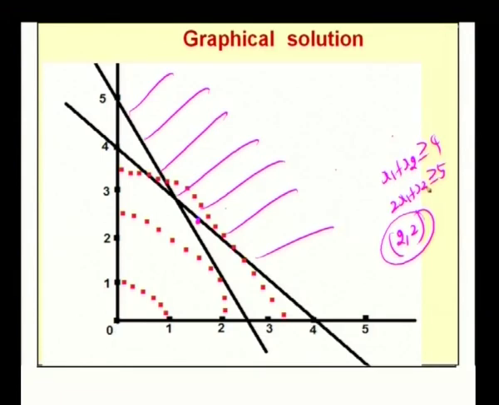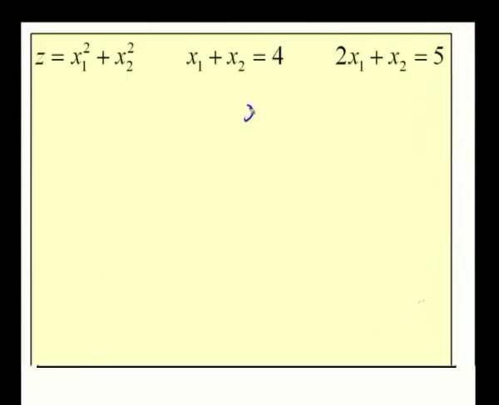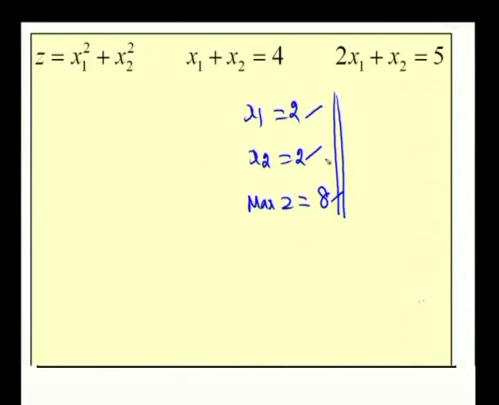Therefore, the optimum solution for the given problem is x1 equal to 2, x2 equal to 2, with z equal to x1 squared, which is 2 squared, plus x2 squared, 2 squared, 4 plus 4, we have 8. So, the nonlinear programming problem has an optimum value of z equal to 8 with x1 equal to 2 and x2 equal to 2. What it means is that the minimum distance of the origin to the convex region bounded by the constraints is 8.